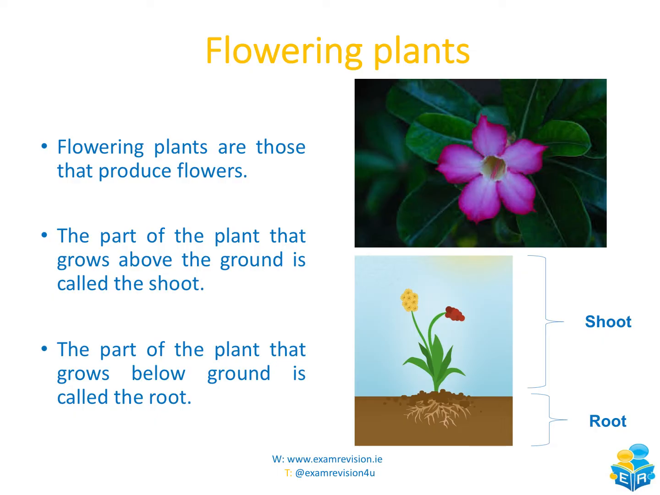So the part of the plant that grows above the ground is called the shoot, and the part of the plant that grows below the ground is called the root. And we can see that over here in the diagram. So our roots are currently growing underground and our shoot system is growing above the ground. Now the flower part is going to appear up here on the shoot, so we can see we have a couple of flowers, and we will also have some leaves forming on the stem or the shoot system as well.